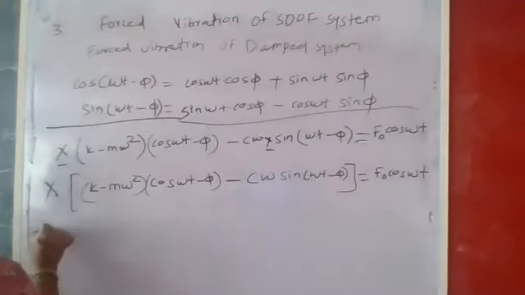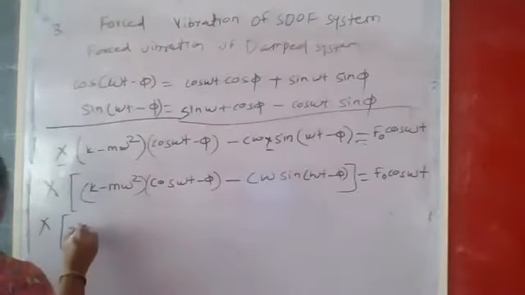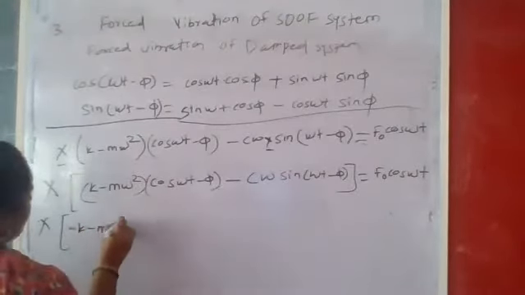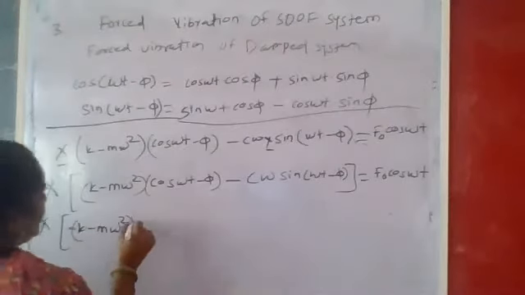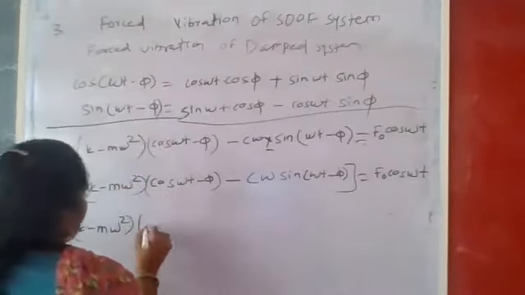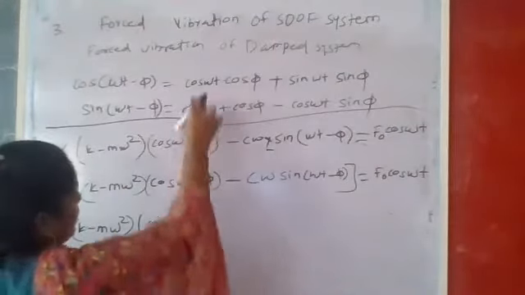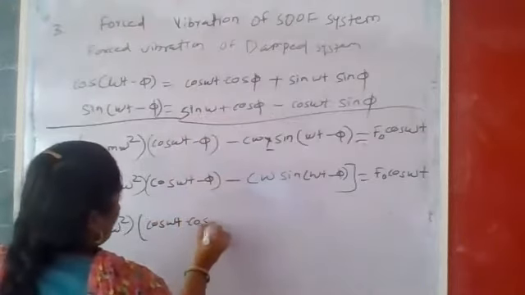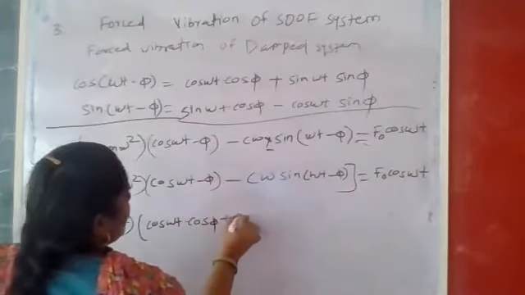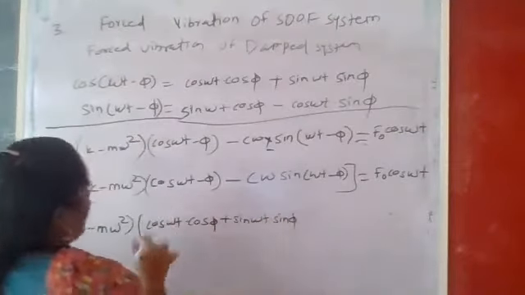What is the formula? Look. X into bracket k minus m omega square, bracket complete, into cos of omega t minus phi. What is this formula? That is cos of omega t into cos of phi plus sin of omega t into sin phi, bracket complete.